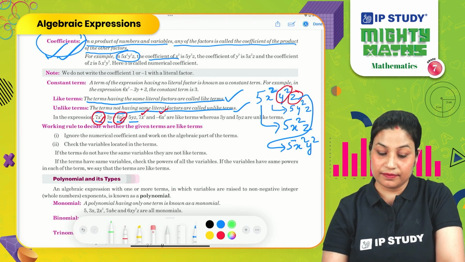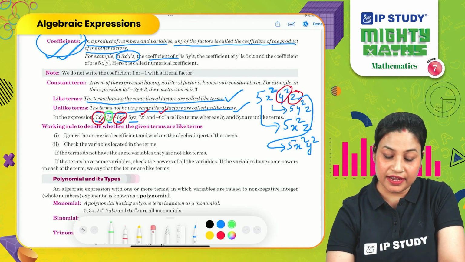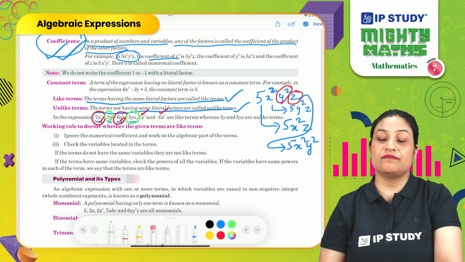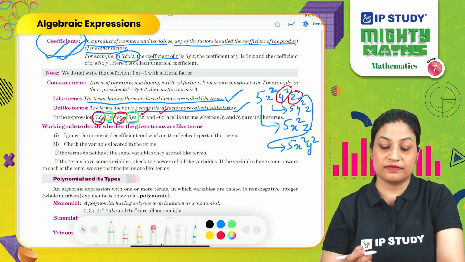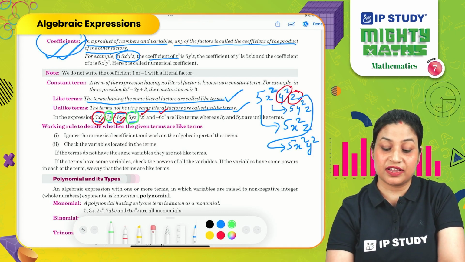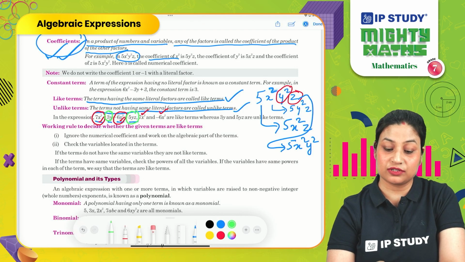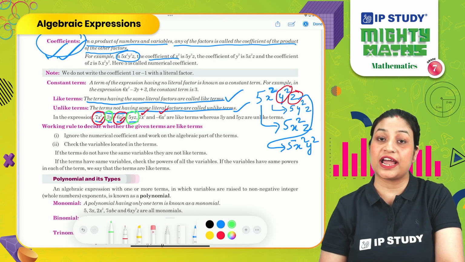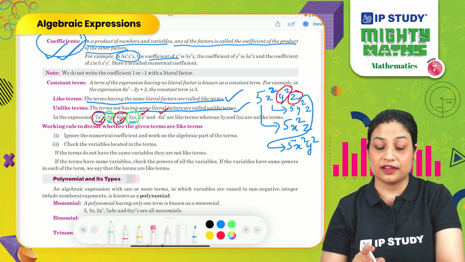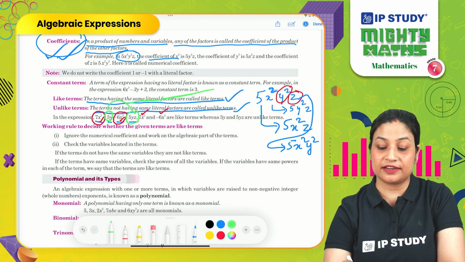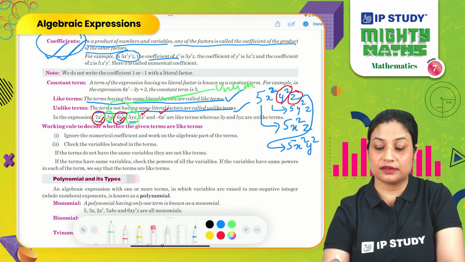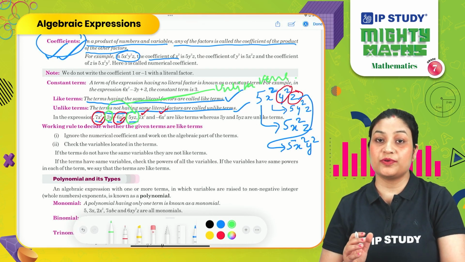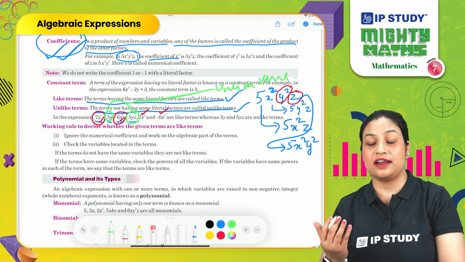But if you see this one, 3y and minus 5yz, we don't have a common literal over here. We have 5yz and we have 3y. So in case of 3y, in this term, z is lacking, right? If I write z over here, then I can say these two terms are also like terms. But since I do not have that, these two are unlike terms. So students, I hope you have understood the meaning of like and unlike terms.